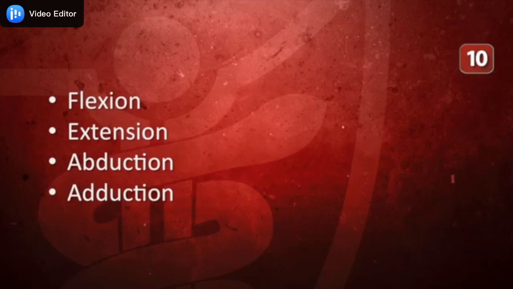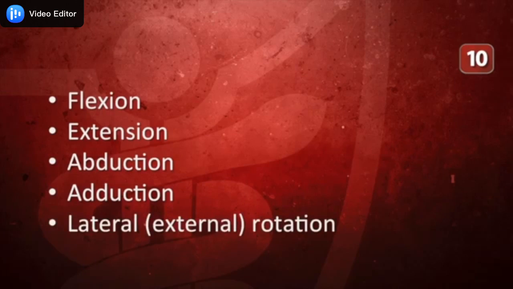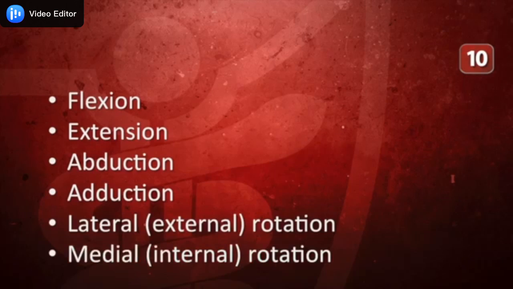Adduction of the femur at the hip joint brings the femur toward the midline of the body. The femur may also be rotated at the hip joint. Lateral rotation of the femur at the hip joint involves rotating the femur away from the midline, while medial rotation of the femur at the hip joint involves rotating the femur toward the midline of the body. Clinically, these actions are often referred to as external rotation instead of lateral rotation, and internal rotation instead of medial rotation.